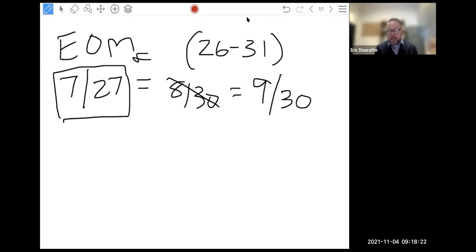So in other words, if it's after the 25th, on the 26th through the 31st, it's not going to be the 30th of the next month. It's going to be the 30th of the month after that.